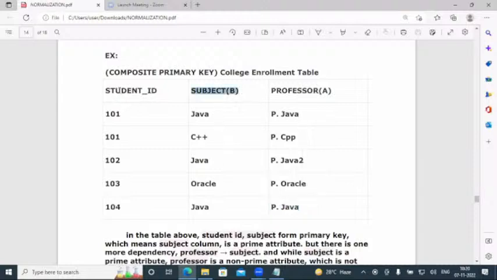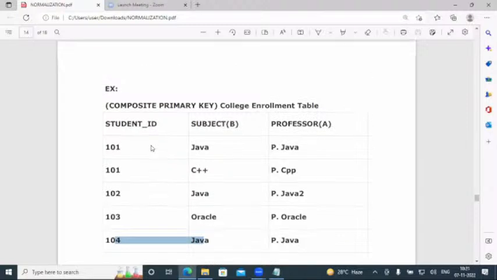But subject, you can see, is a super key. Yes or no? Every combination is unique. Now you can see 101 Java is one unique combination. 101 C++ is one unique combination. 102 Java, unique combination. 103 Oracle, unique combination. 104 Java, unique combination. Is there any duplicate? No duplicates. So that means your subject comes under super key. Professor comes under non-super key.